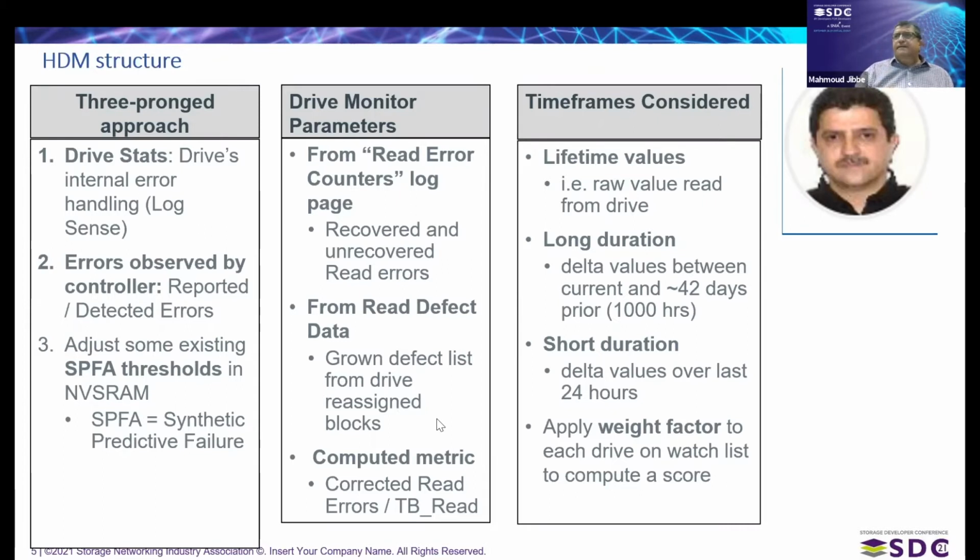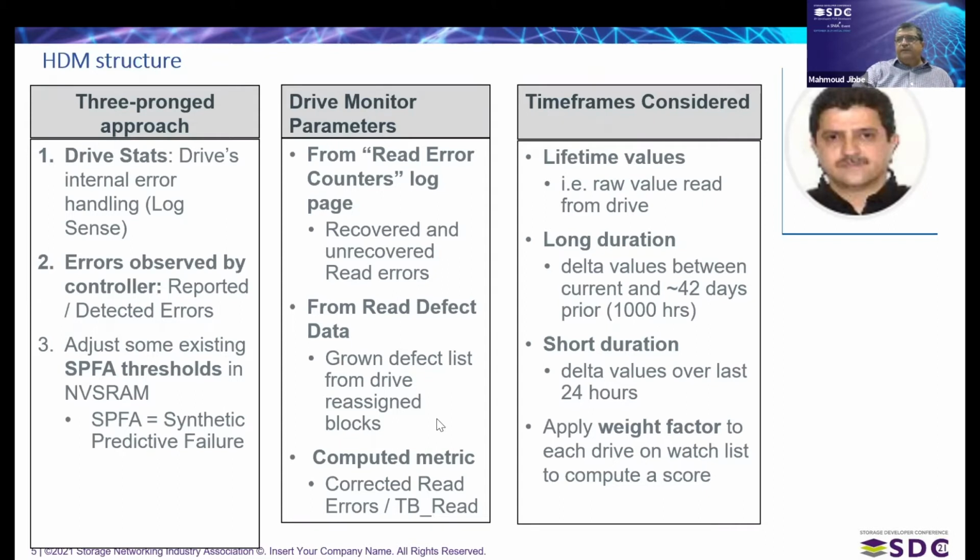The second pillar is the drive monitor parameters that we look at. Those are drive parameters coming from the LogSense page that I mentioned before. The first one is the recovered and unrecovered read errors in the LogSense data, and the second parameter in the LogSense data is the G list.